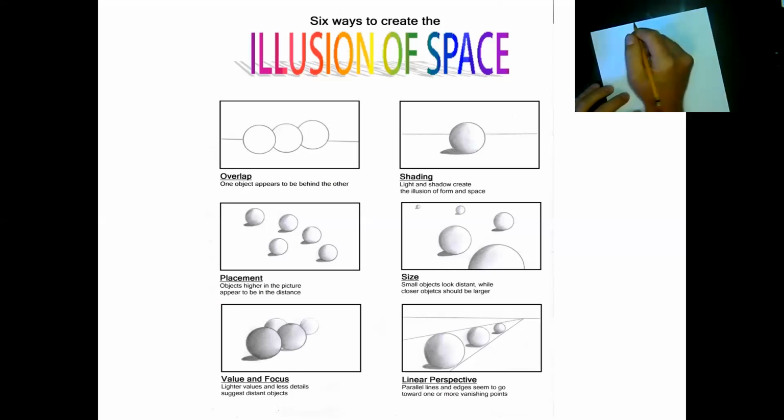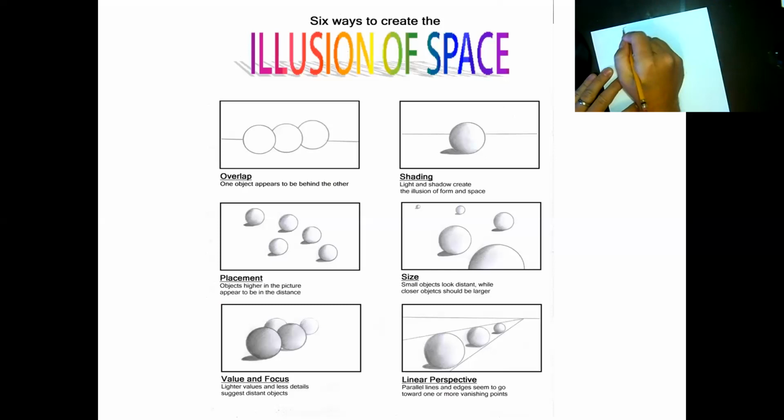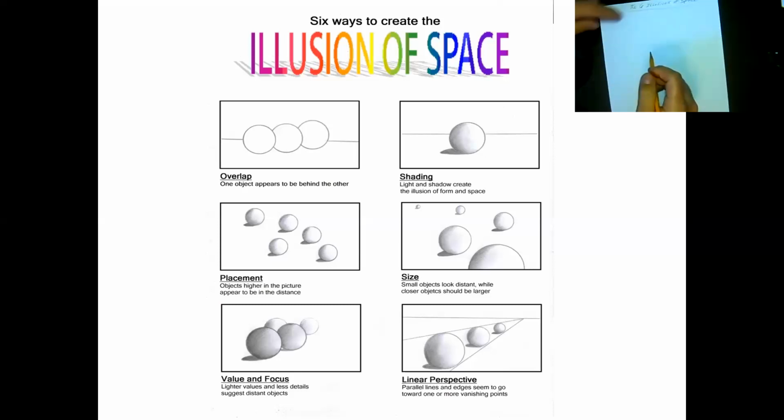Right at the top of your page, will you write the 6 illusions of space? And then just go ahead and draw yourself 6 boxes.